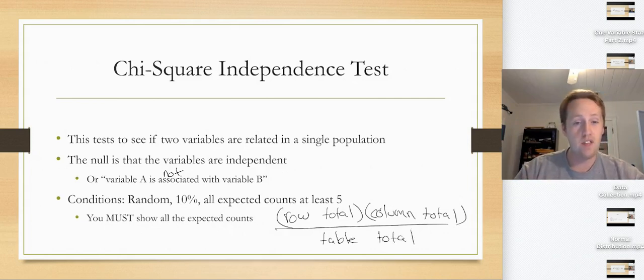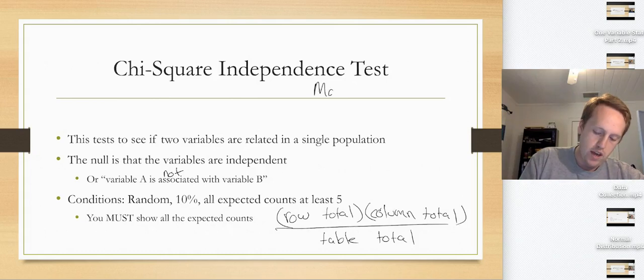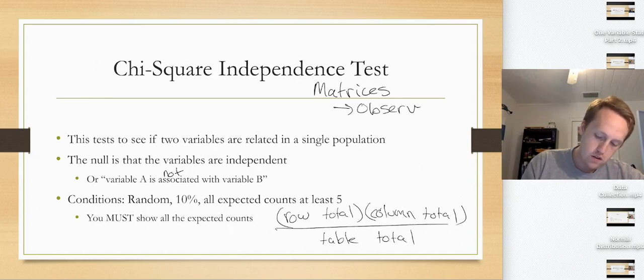Also, when you just run the chi-square test in your calculator, it spits out all the expected counts for you. Remember, this is the one where you're going to go enter matrices. You only have to enter your observed ones because the calculator is going to give you the expected ones. And then you're going to run the chi-square test.